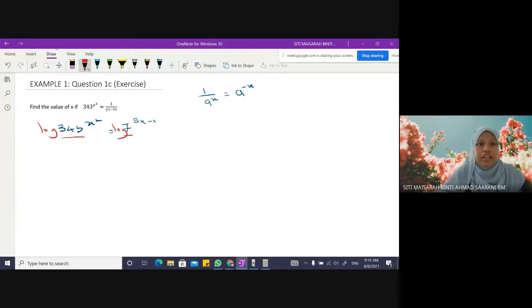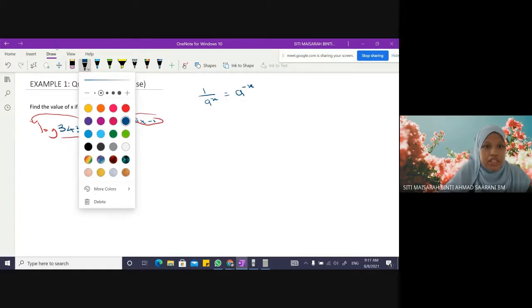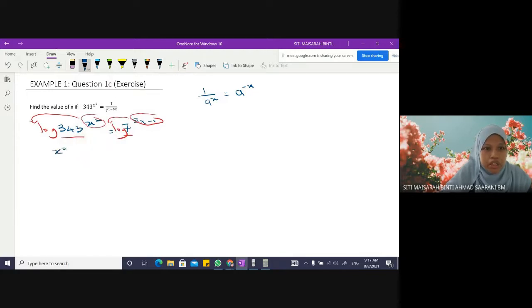And then we can bring the power, x squared, to the front, and 5x minus 1 to the front. And then we get x squared log 343 is equal to 5x minus 1 log 7. Okay, and then what can we do for the next step?